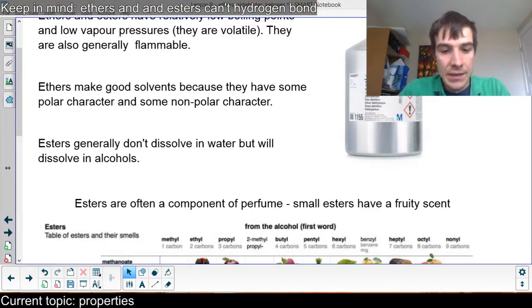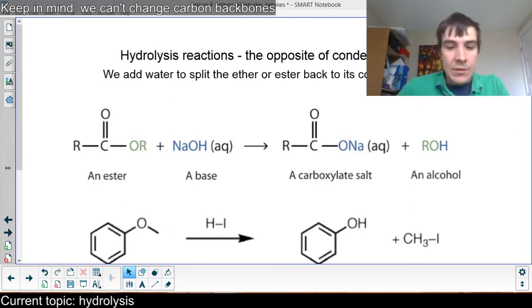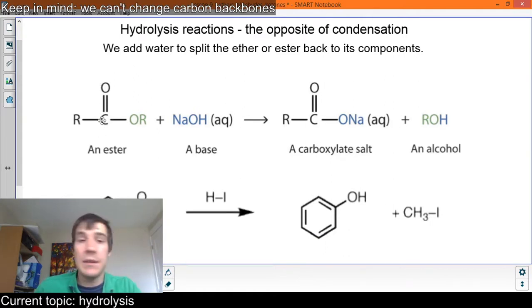And the last piece is hydrolysis. All right, hydrolysis. One thing to keep in mind when we talk about these reactions is we never change carbon backbones. All right. So hydrolysis reactions are the opposite of condensation. We add water and then we split it. All right. So here's an ester, double bond oxygen, oxygen bridge, and then the rest of the molecule.